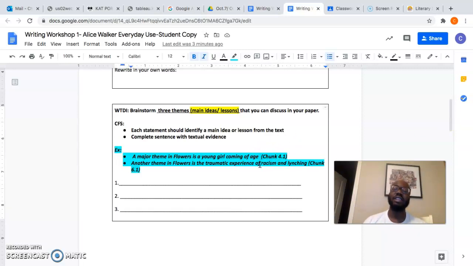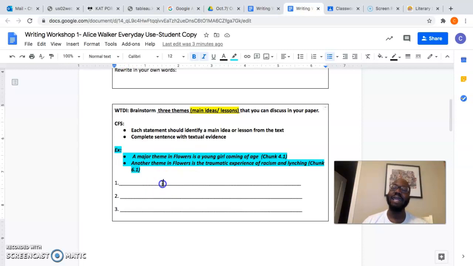These are examples, the models that I use. Please do not copy because they are examples from another story. So do not mimic my examples or you will be wrong, essentially. A major theme in Flowers is a young girl coming of age, chunk 401. Another theme in Flowers is the traumatic experience of racism and lynching, chunk 61.